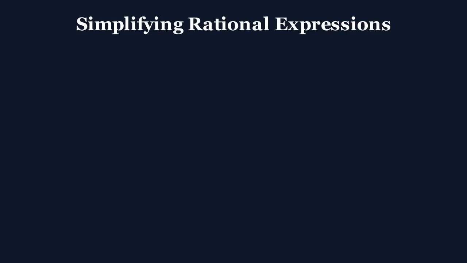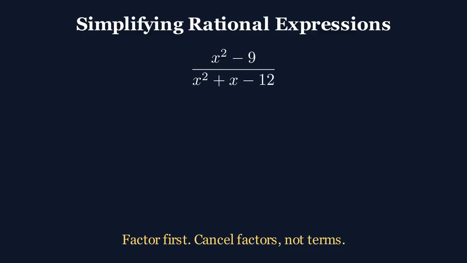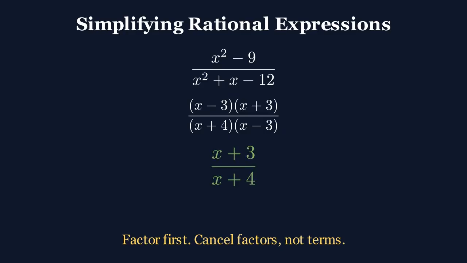To simplify a rational expression, factor first, then cancel common factors. Consider x squared minus 9 over x squared plus x minus 12. Factor the numerator as x minus 3 times x plus 3. Factor the denominator as x plus 4 times x minus 3. The factor x minus 3 cancels, so the simplified expression is x plus 3 over x plus 4. But x cannot be 3 or negative 4 because those values made the original denominator 0.